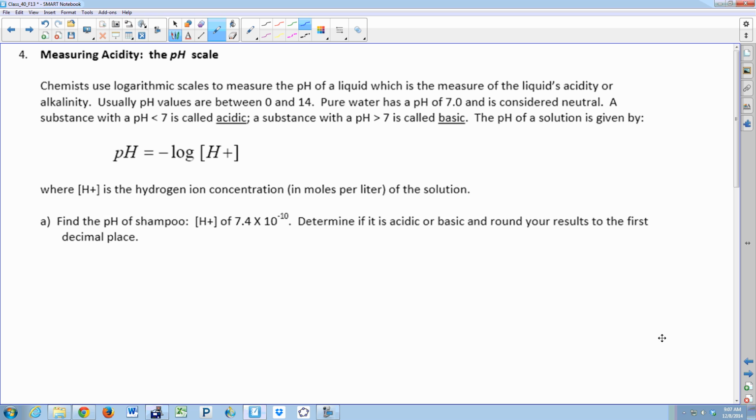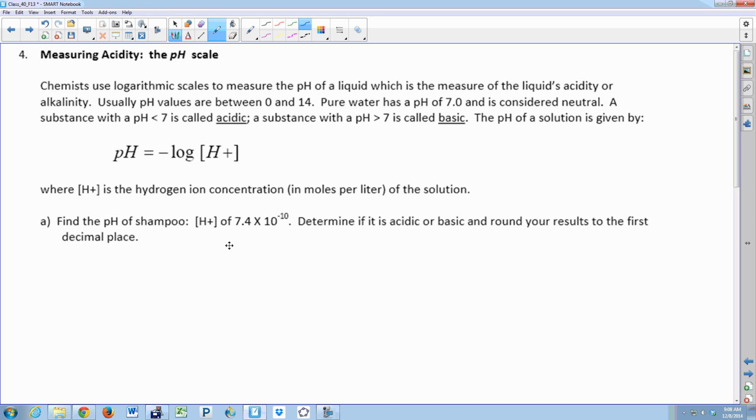So shampoo, who thinks about the pH of shampoo? Anybody think about the pH of shampoo every day? Okay. Well, this morning I was using my shampoo. If the pH is less than 7, we call that acidic, and if the pH is greater than 7, we use the term basic. So let's find the pH of a shampoo if the hydrogen ion concentration is this number. Now, this is a very small number, 0.00000000074. That's what this means here, 7.4 times 10 to the negative 10. So determine if shampoo is basic or acidic.